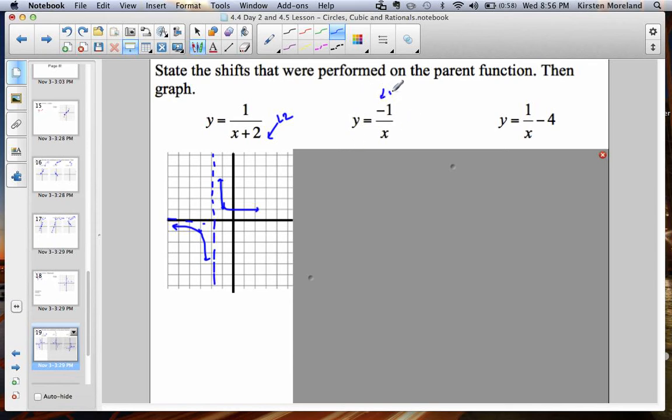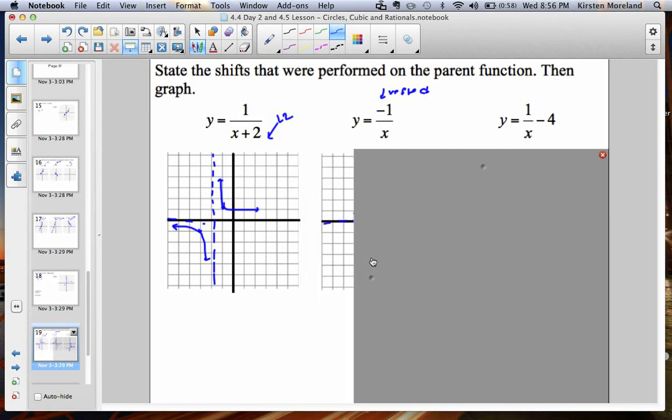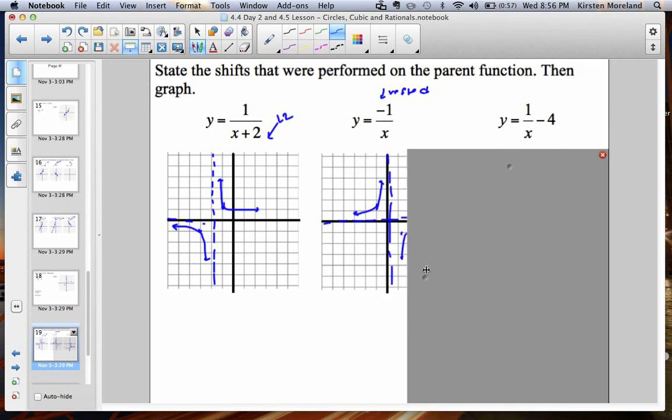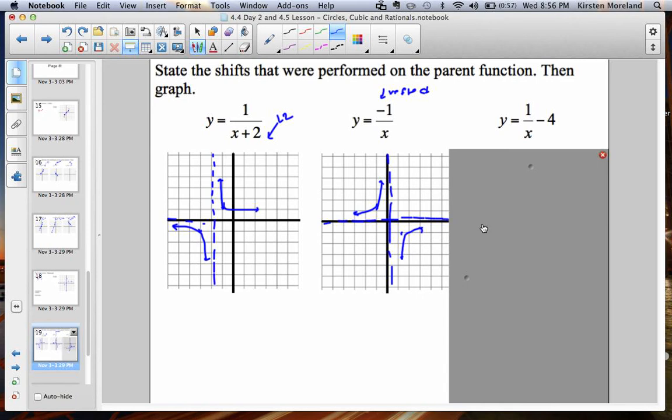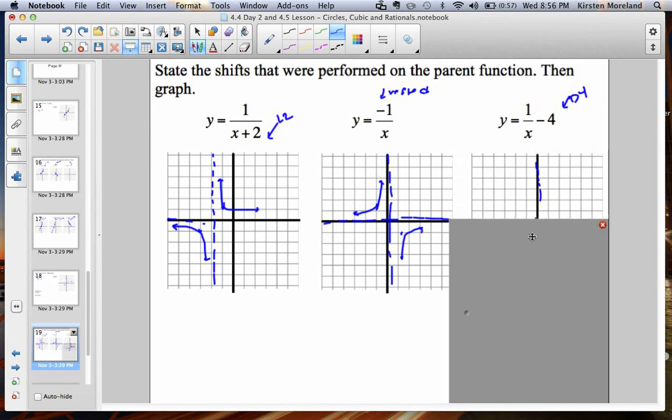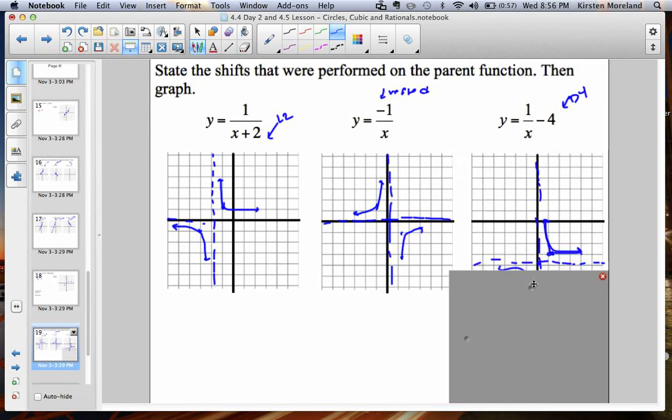This negative means it reflects, which means instead of being in the top right, it's now going to be in the top left. And instead of being in the bottom left, it's going to be in the bottom right. So it should just flip-flop quadrants. This last one, all that's happening is it's going down 4. So you should have a horizontal asymptote that's shifted down 4.